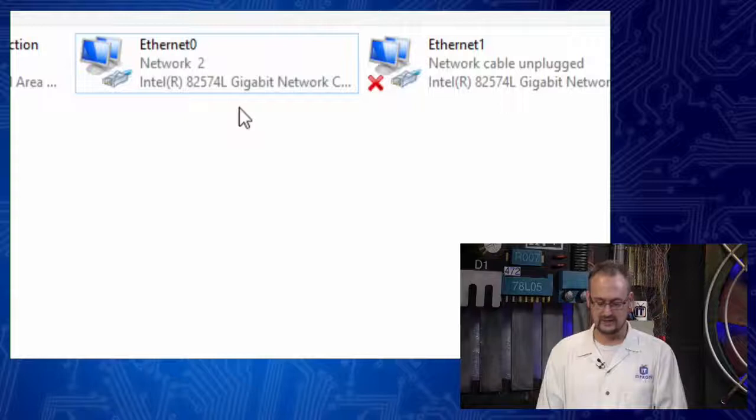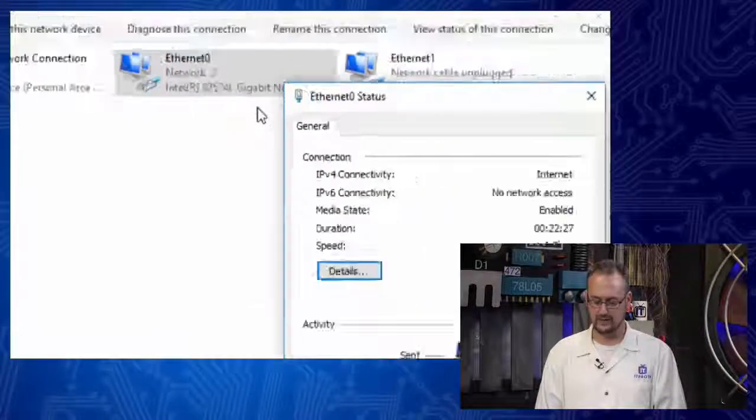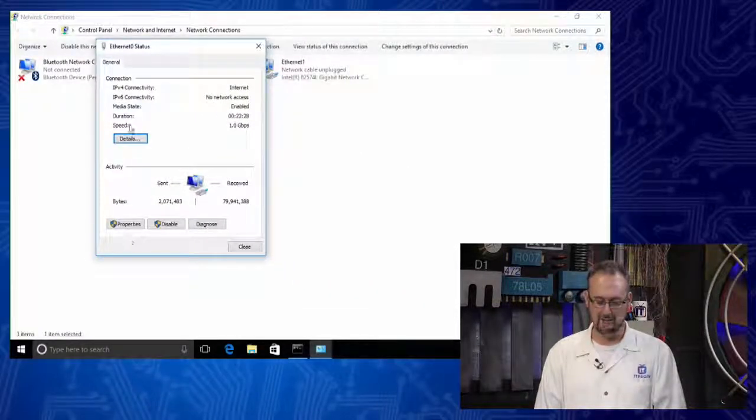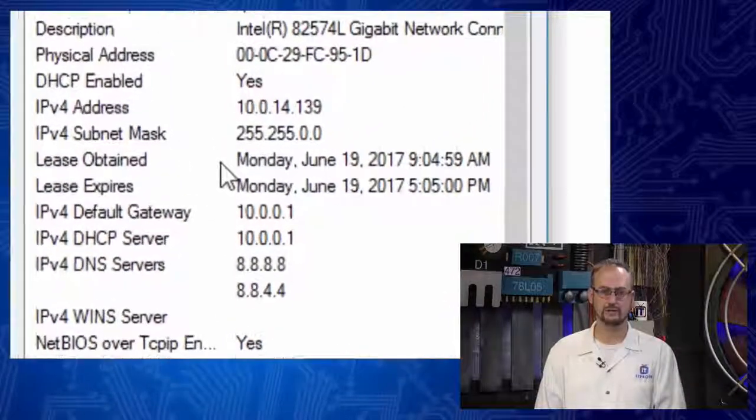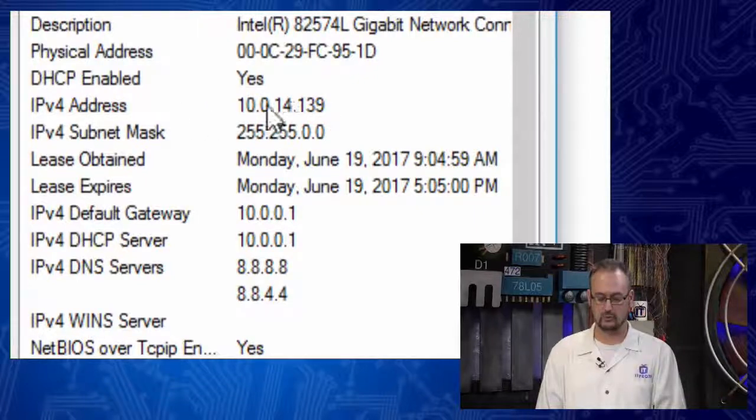All right, if I look at the status here, let me try it again. Apparently, I don't know how to right-click. And I look at details, right? What I can see is that I have a series of information here. There's a lot of different information, guys. We're not really going to talk about all of it, but what I'm really focused on is this little IPv4 address. Notice that it has a certain value here.